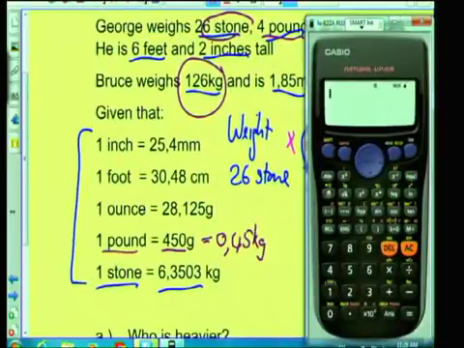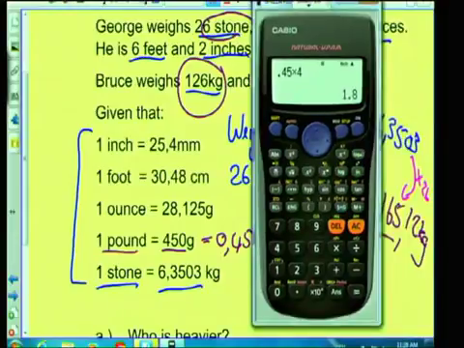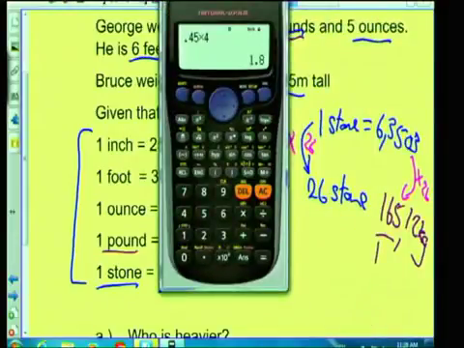How many is 4 pounds? Multiply 0,45 kilograms by 4. And that gives me 1,8 kilograms. So I'm going to add in an extra 1,8 kilograms over here.